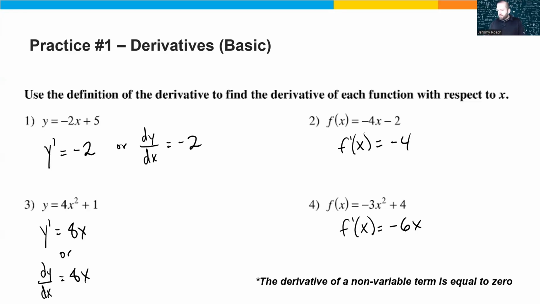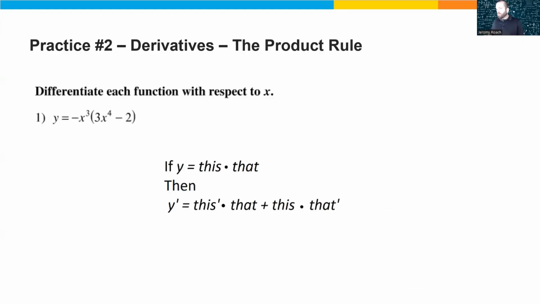So again, we just take the power of whatever the power is, bring it down to the front and multiply, and then subtract 1 from that power. If there's no variable, it just goes away. Now the product rule is a bit different. There's a few steps that we have to do with the product rule, and that's when we're multiplying two different values and then finding the derivative.